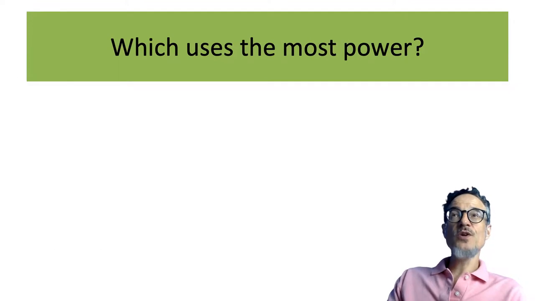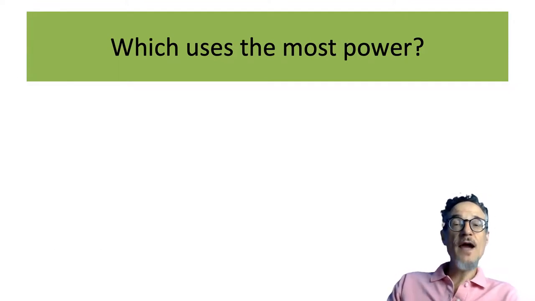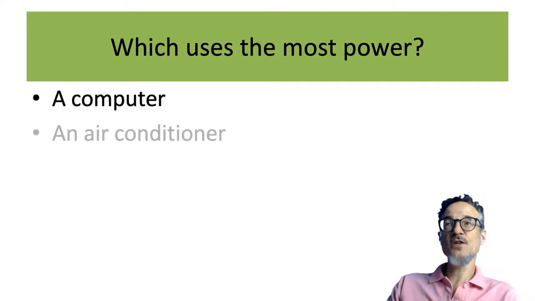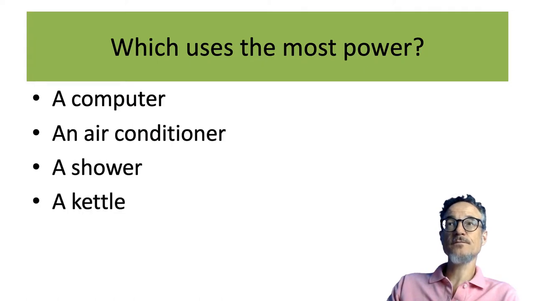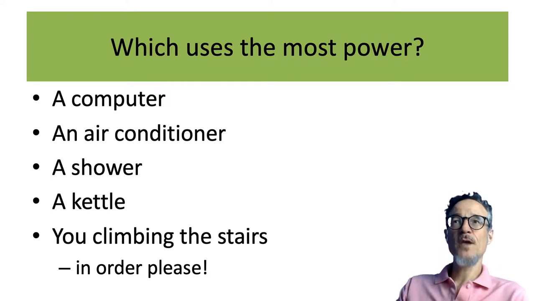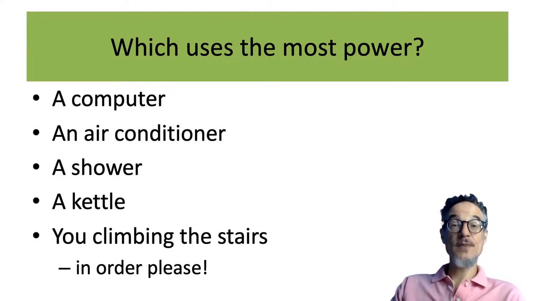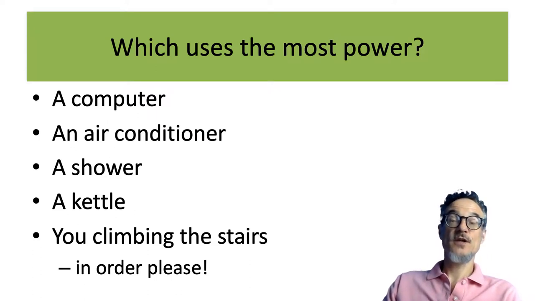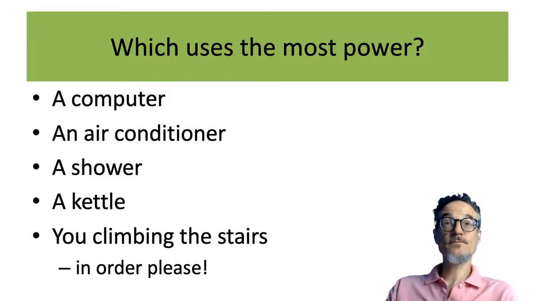Next question then, which one do you think uses the most power? Again, these are things in your everyday life. I'll try and put these in order. So which of these uses the most power? Is it a computer, an air conditioner, a shower, a kettle, you climbing up the stairs? And which one uses the least power? Please go away and have a think about this.